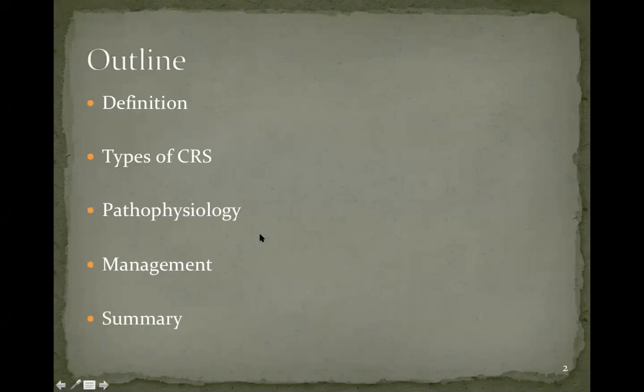So, a brief outline of everything we're going to talk about. We'll briefly talk about the definition of cardiorenal syndrome. We'll talk about the 5 different types of cardiorenal syndrome. I'll briefly talk about the pathophysiology that you should be aware of for each syndrome, then the management of cardiorenal syndrome, and then a quick summary, the clinical relevance, and how this is applicable to each resident as they participate through their residency training.